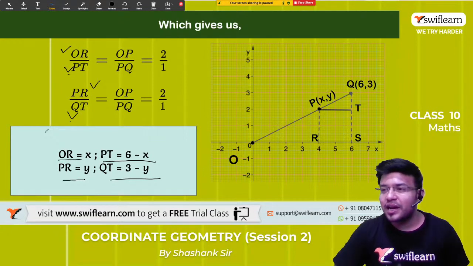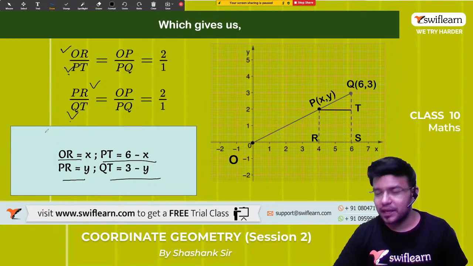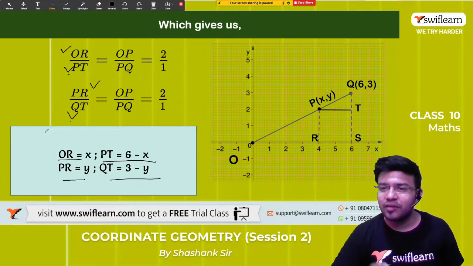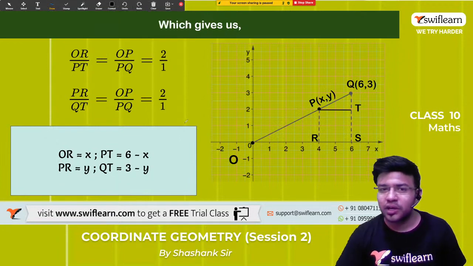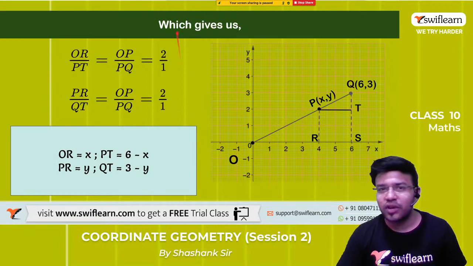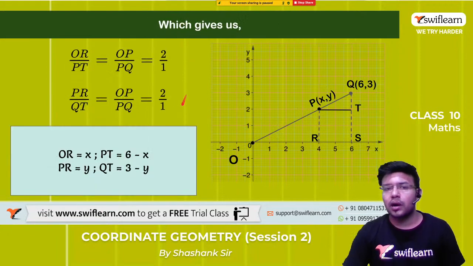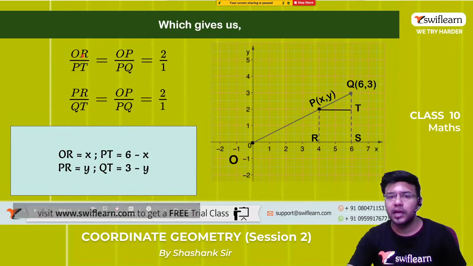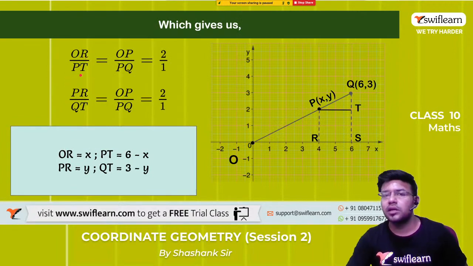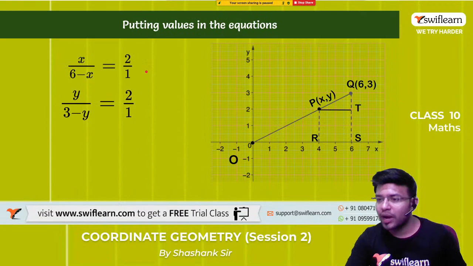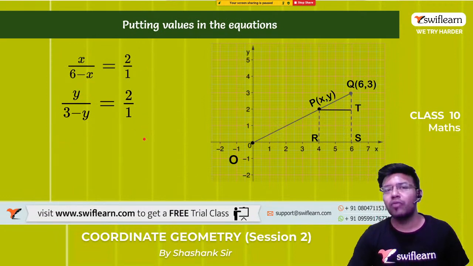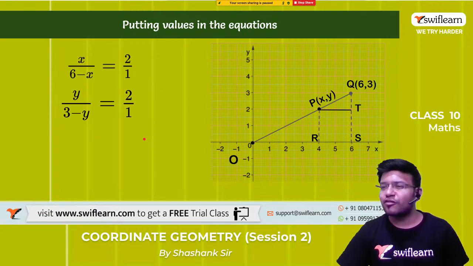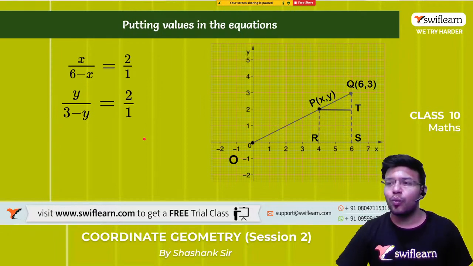So we are finding the coordinates of point P such that it divides the line OQ in the ratio 2:1. This is all we have found out now. So substitute it there and continue. We will get the x and y coordinate. Now substitute, this value is x, this value is 6 minus x. So x by 6 minus x is 2 by 1, and y by 3 minus y is also 2 by 1. Now simplify this and find the value of x and y.